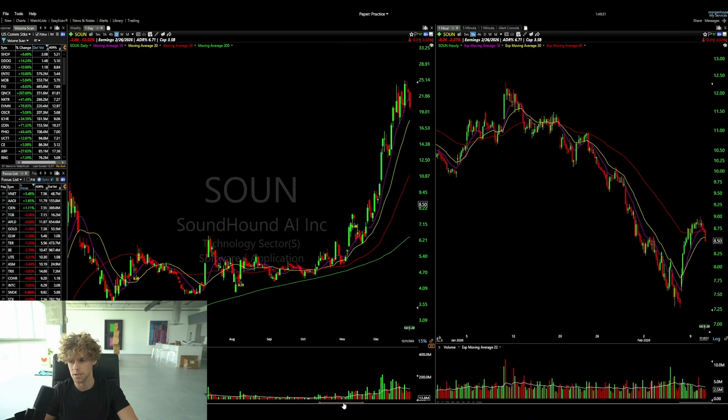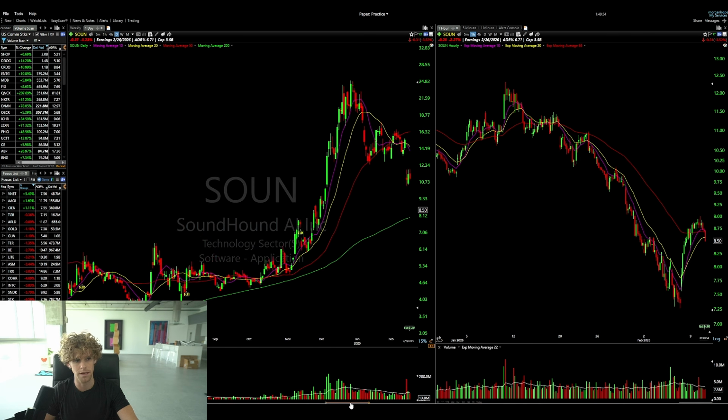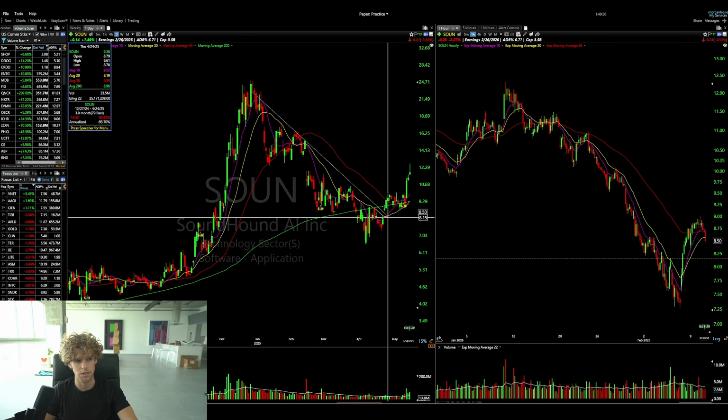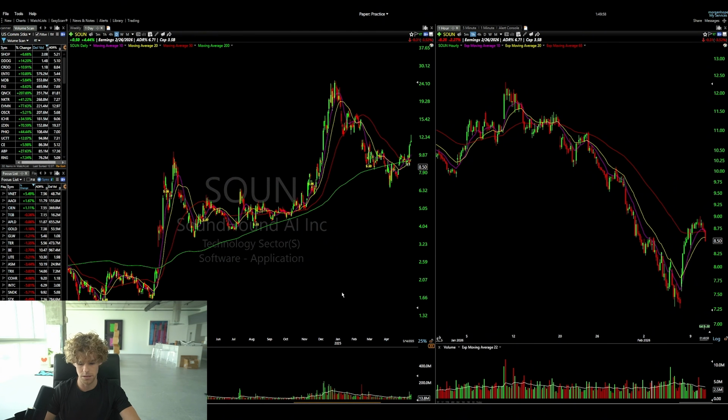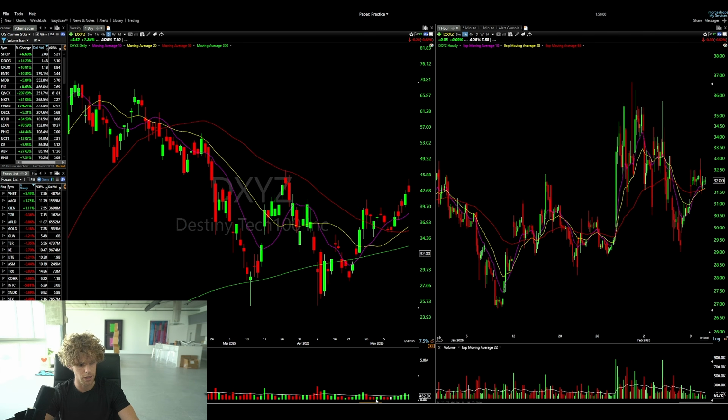So if we look at these breakouts, right, it pulls back, breaks out, goes all the way until it closes under the 10 here. What happens when a stock closes under the 10? Typically it loses momentum, and we can see in this case, it lost a lot of momentum. It did nothing for like 4 months. Let's take a look at DXYZ, another trade that I showed you.